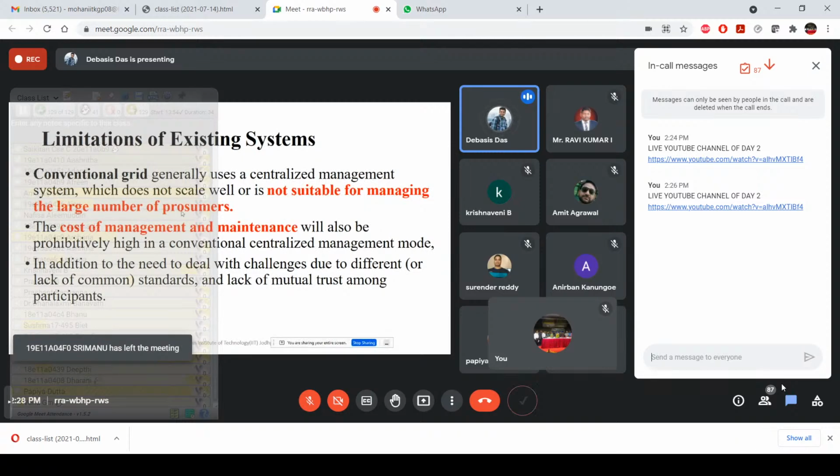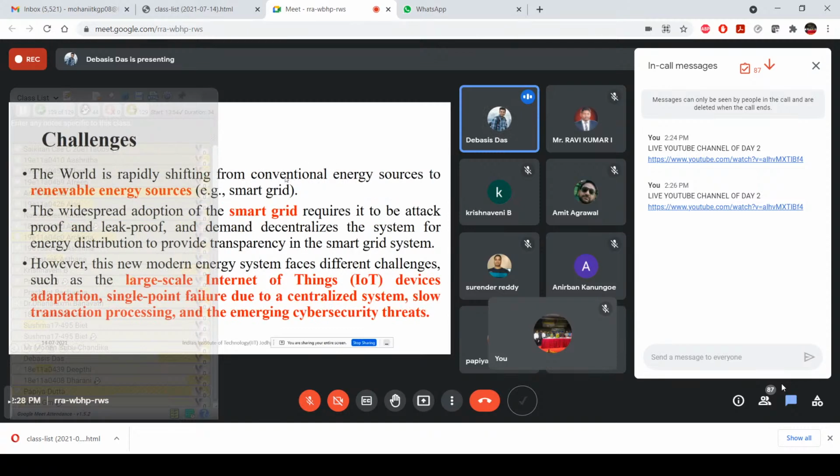In addition, there are challenges due to different standards, as well as the lack of mutual trust among the participants. This mutual trust is also very difficult here because these are independent parties. So now, what are the challenges?